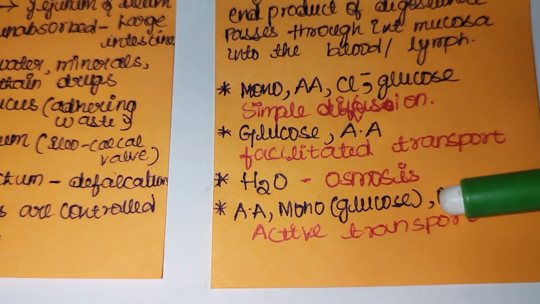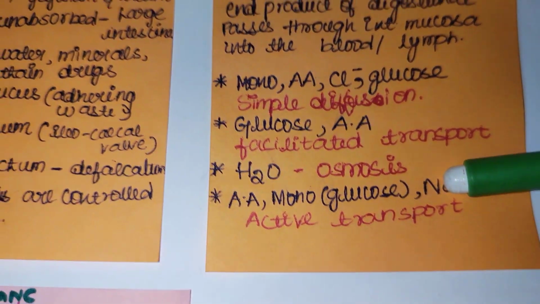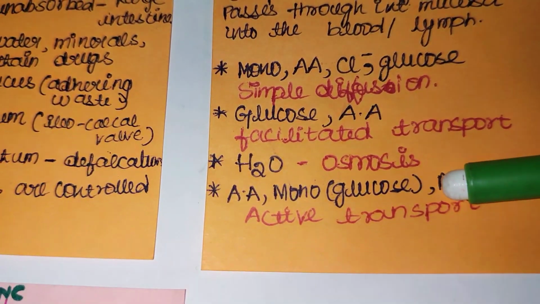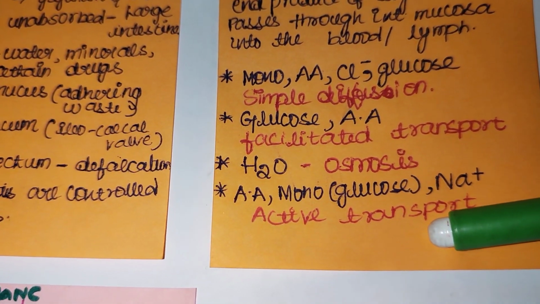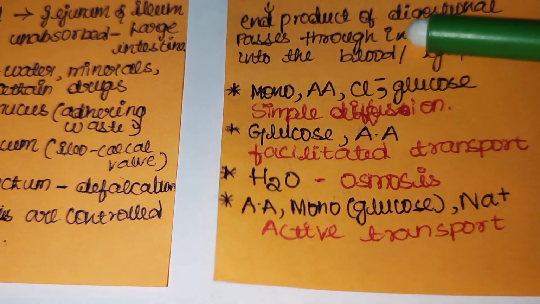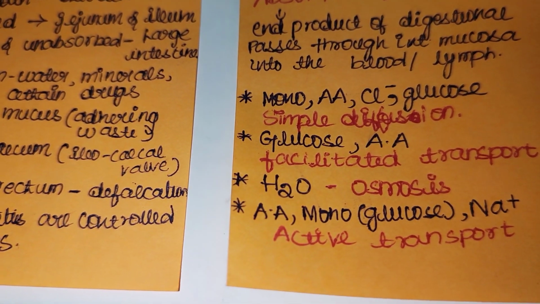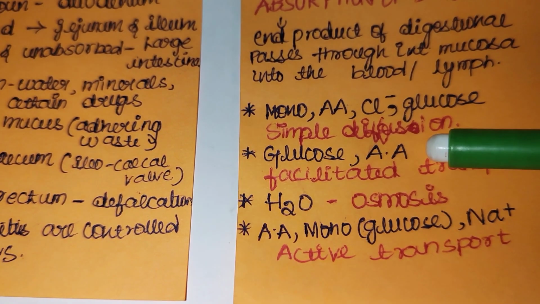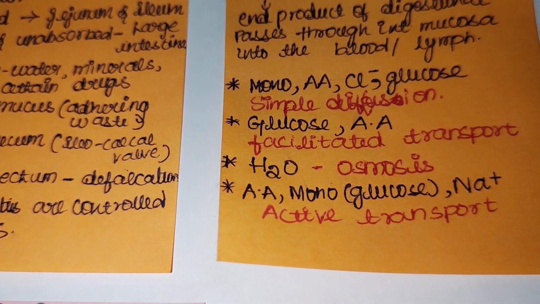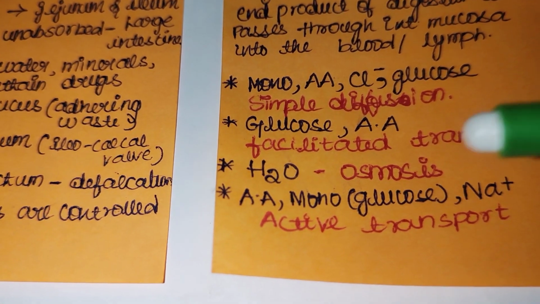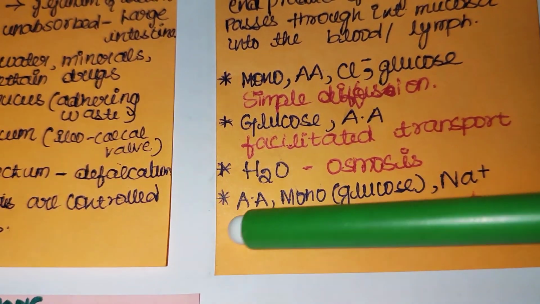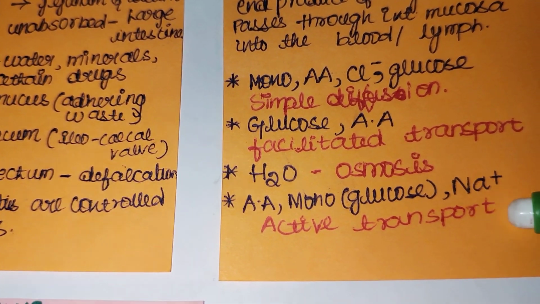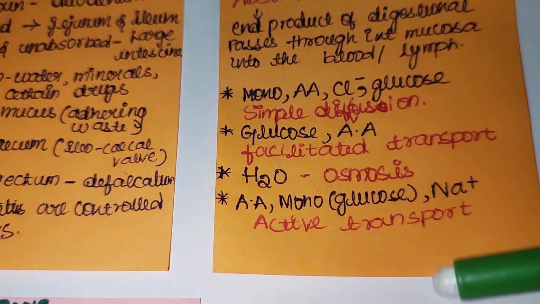And H2O, you all know the very basic term osmosis. So H2O is absorbed by osmosis. And active transport. Active transport means spending energy, because simple diffusion and facilitated transport go along the concentration gradient, but here it will be opposite to the concentration gradient. That's why it needs energy, that is ATP molecules. So amino acids, monosaccharides such as glucose, and sodium are absorbed by active transport.